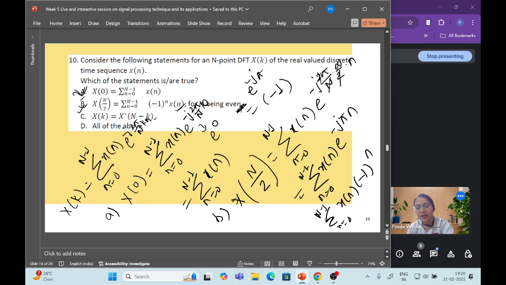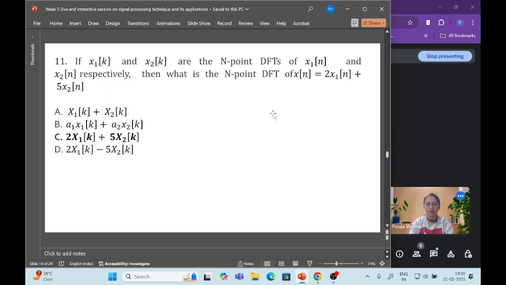Now option C, we know by the conjugate property, which we have used many times, X of k equals X conjugate of N minus k. So it is also true, so all of the above. All the statements are true, so option D will be the correct answer for this question. Okay, so we have solved this question. Moving to the next question.